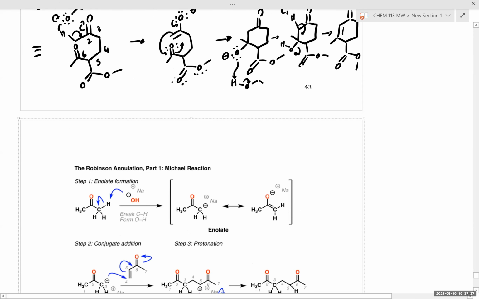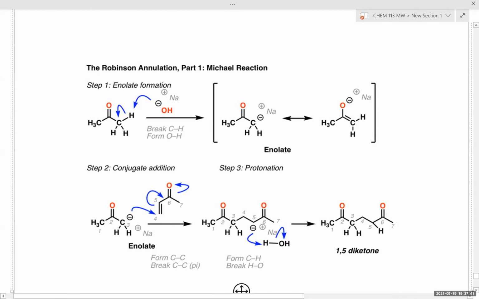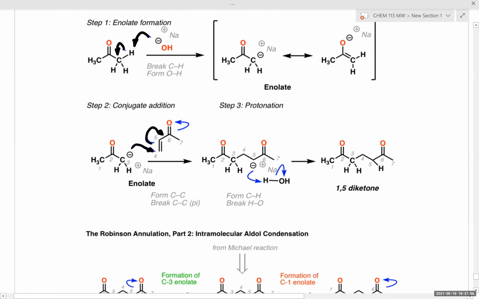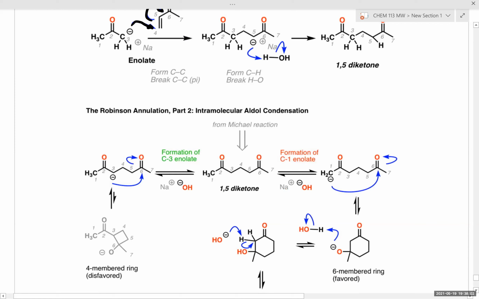So let's try to apply what we've learned now. But before we do that, let's just recap the key steps for the Robinson annulation. First, we deprotonate and make our enolate. Then our enolate adds 1,4 into our enone, and we get a 1,5 diketone. From here, we have an intramolecular Robinson annulation.